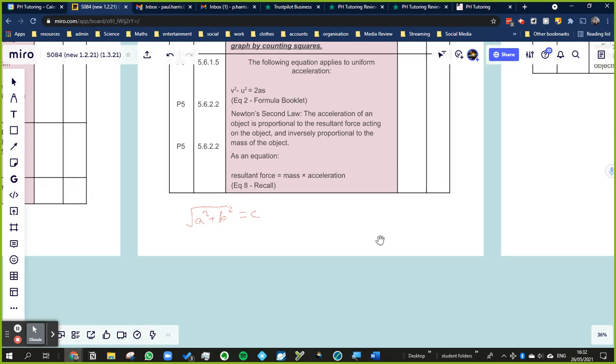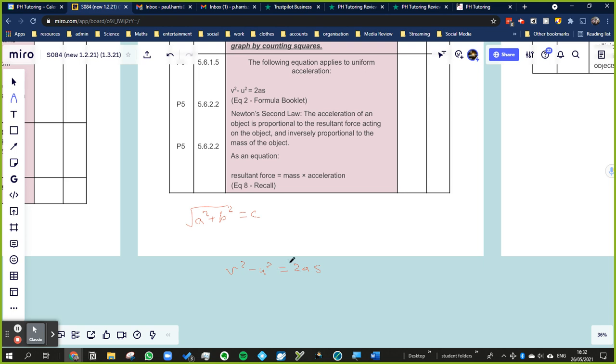So we're going to go, we've got v squared minus u squared equals 2as. I'm going to write it down here. We need to know that v is final velocity, u is initial velocity, a is acceleration, and s is displacement or distance. Well, displacement, yeah, we'll say it is displacement. And then you just got to know whether or not it's forwards or backwards.